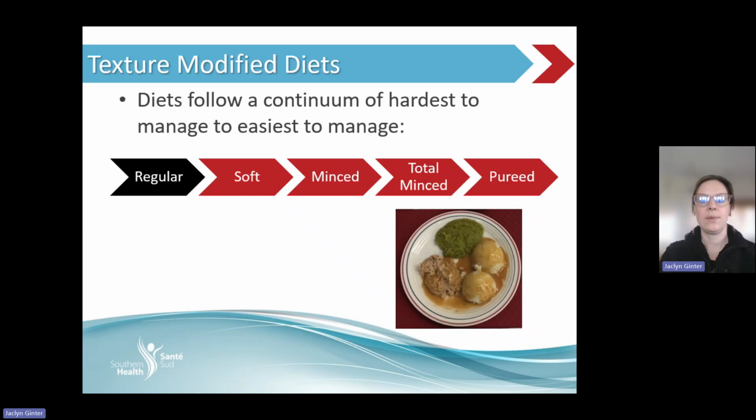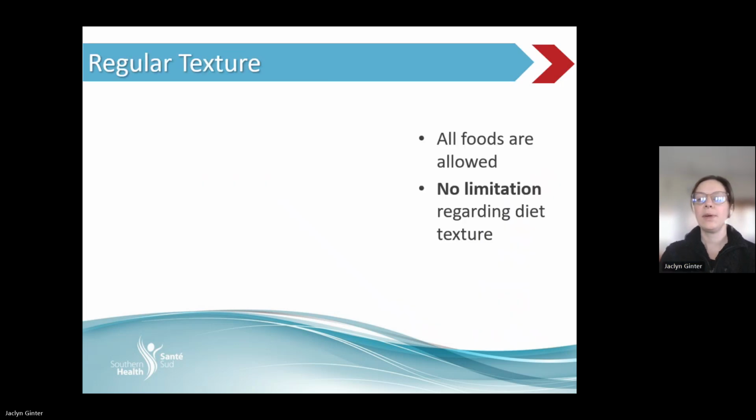These are the different diets that we have. There's a couple extra actually that I'm going to add in here. They kind of follow a continuum of hardest to manage to easiest to manage. So it goes regular, soft, minced, total minced, and pureed. The regular texture, I don't have a picture here, but it's just a regular texture. Everything is allowed on this diet. There's no limits regarding diet texture.